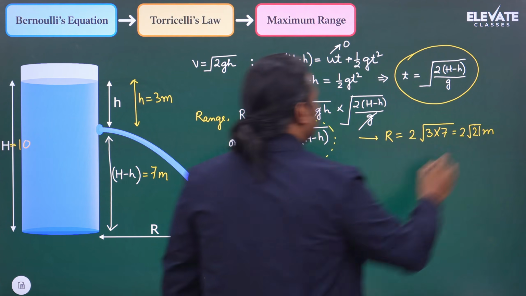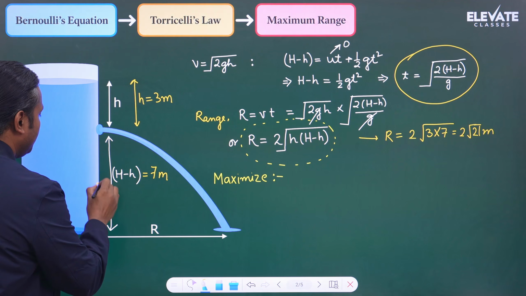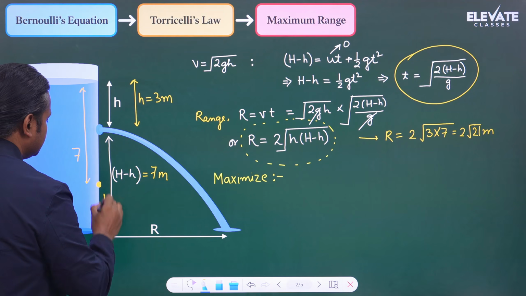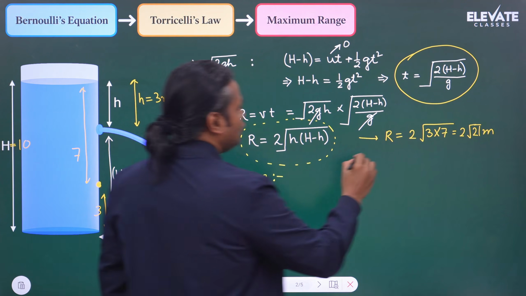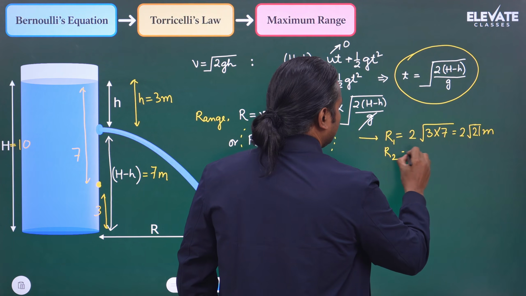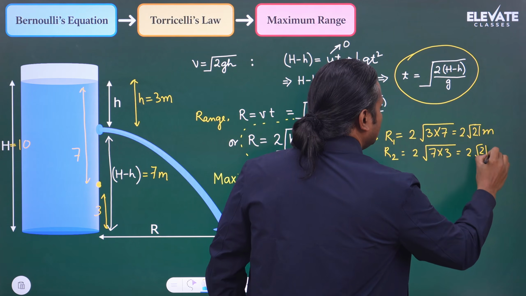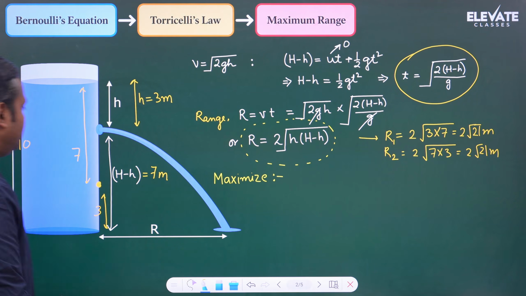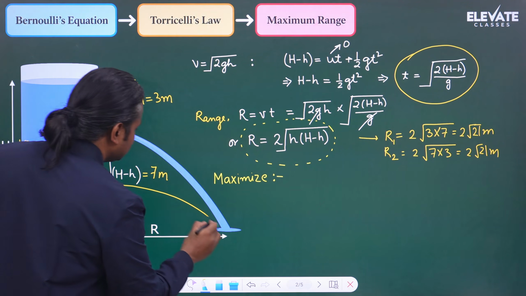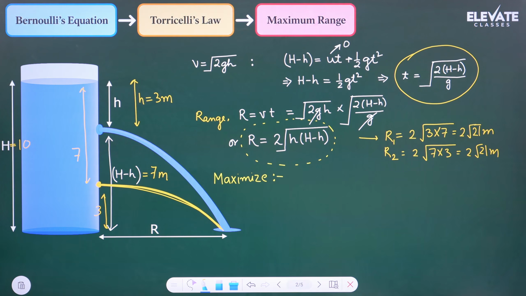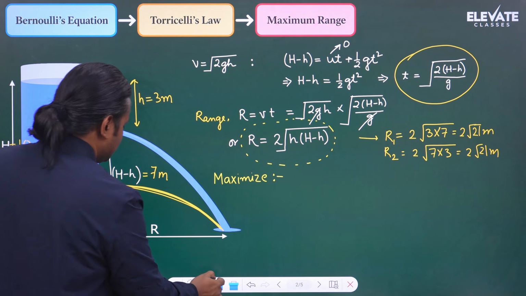What if I poke a hole somewhere here so that this distance is 7 meters and the remaining distance is 3 meters? Then also I end up getting 2 times root over 7 times 3, which is 2 times root 21, which means there is an element of symmetry with respect to the middle of the column. So that means this water will also fall at the same distance. You see what's happening? Both these two streams are going to fall at the same location.